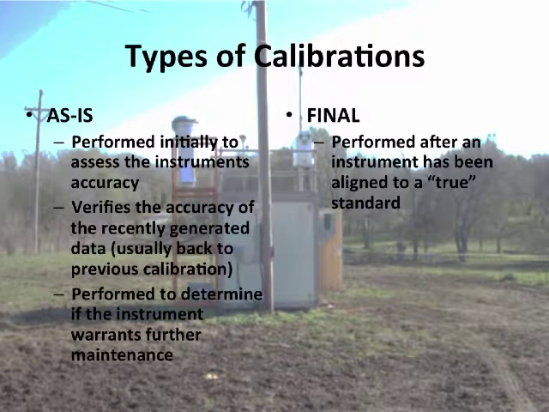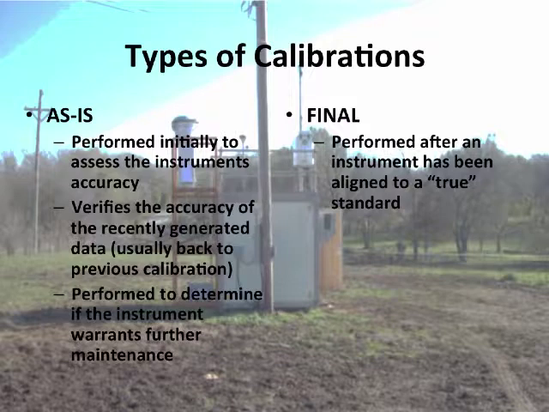So the two types of calibrations, we have as-is calibration and we have a final calibration. So typically an as-is is performed when you first arrive at the site, and it's done to assess the initial accuracy of the instrument. And not only that, it also verifies the accuracy of recently generated data. So it verifies all the data back to your last station check or your last calibration that was performed. And lastly, it can be performed to determine if your analyzer or sampler needs further maintenance.